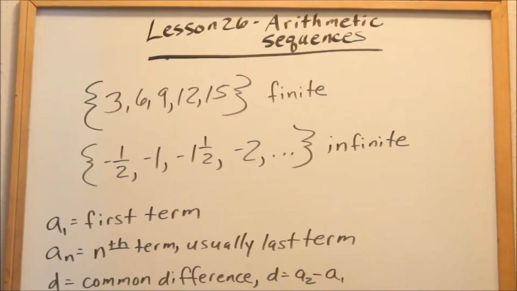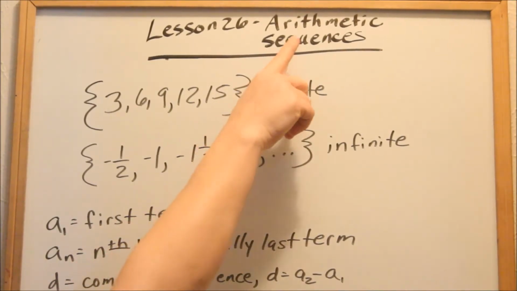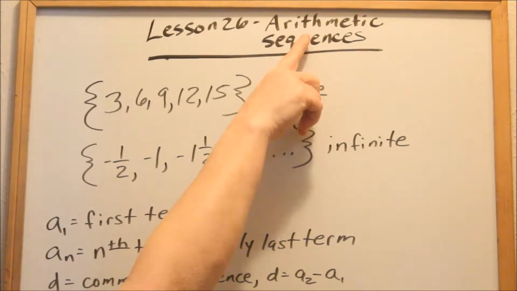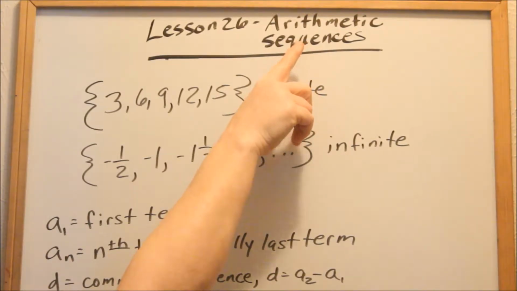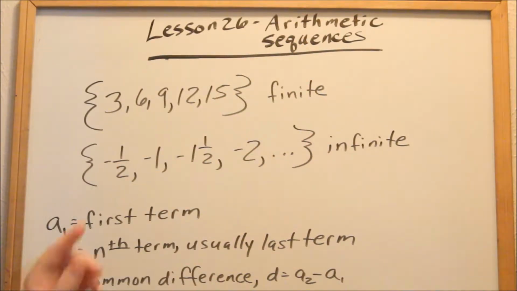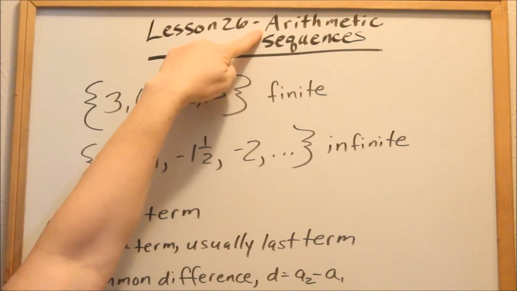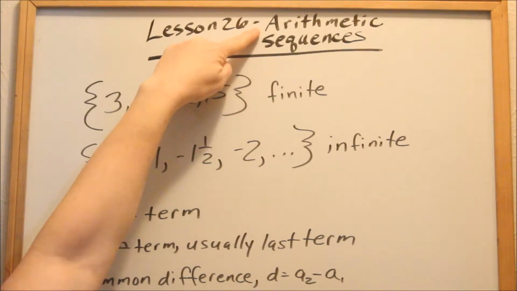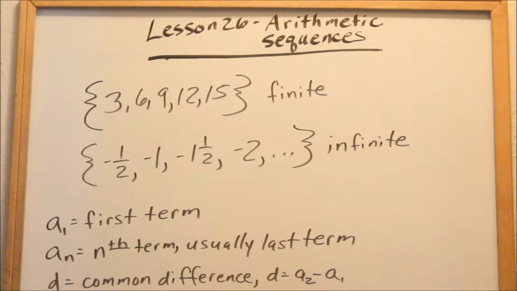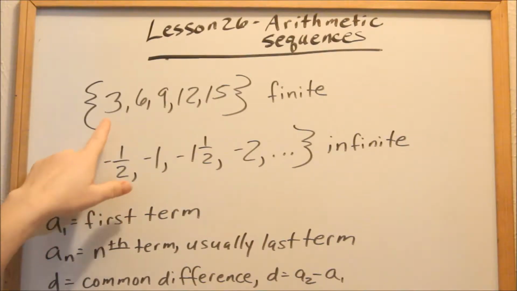Okay, today we're doing arithmetic sequences. This word is arithmetic, but it can also be said arithmetic. Arithmetic is a noun, and arithmetic in this case is an adjective. It's describing what kind of sequences. So arithmetic sequences. Here's a sequence here.